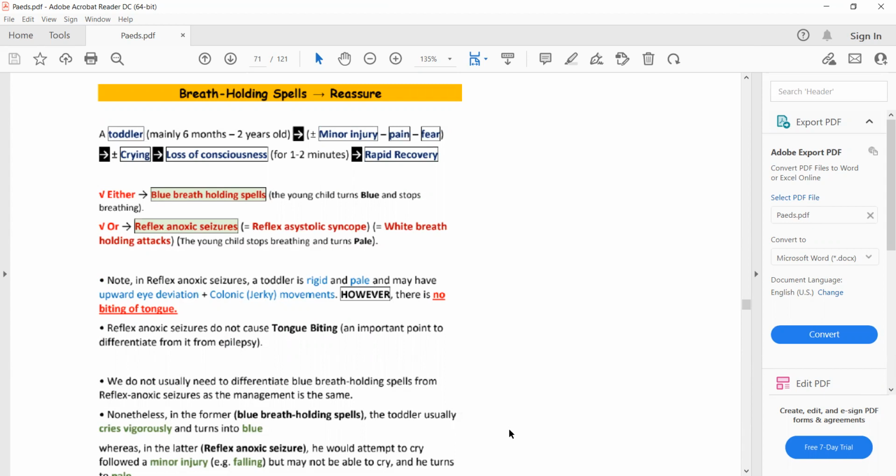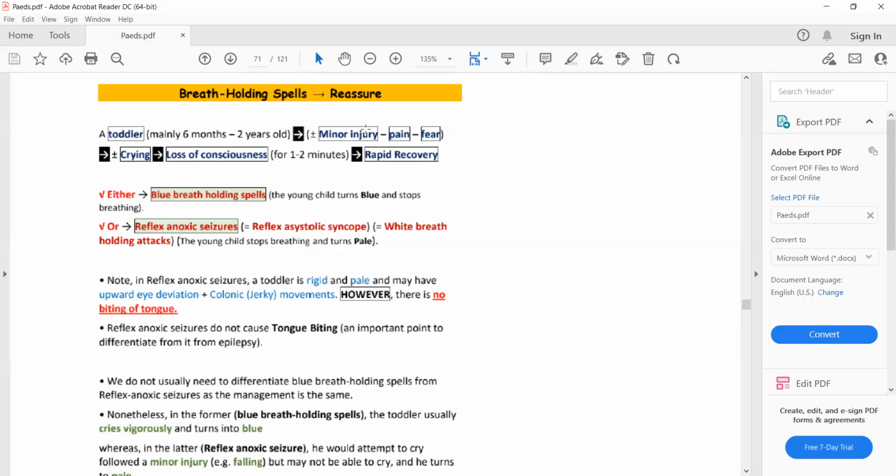So due to minor injury or pain or fear, the child becomes unconscious due to a decreased oxygen supply to the brain. They can be blue breath holding spells. That is, the child turns blue and stops breathing. So due to pain, the child cries excessively, turns blue and then stops breathing. This is known as blue breath holding spells.